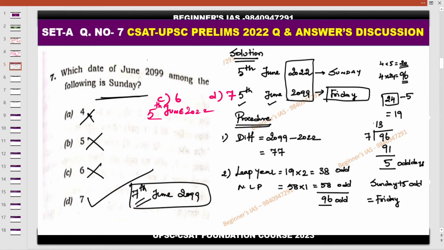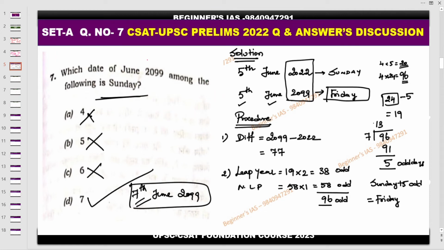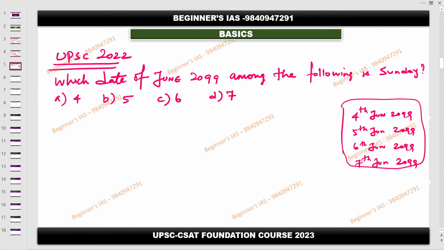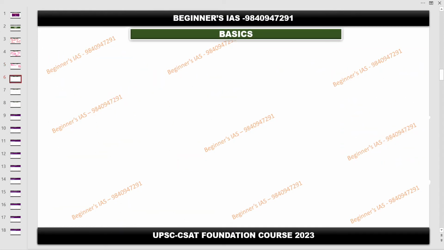Why is it printing like this? Wait. Please give me a minute. Just give me a minute. So this is the question. Okay, we will see the solution here. See here.